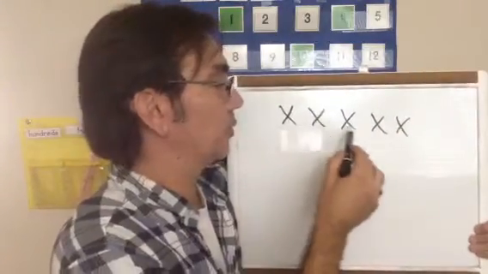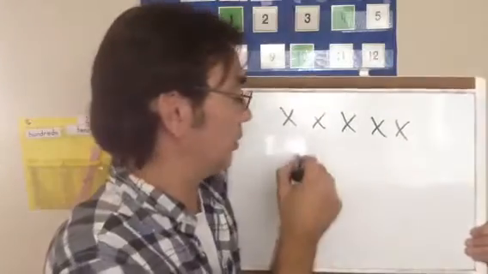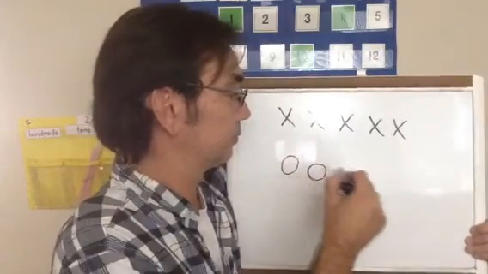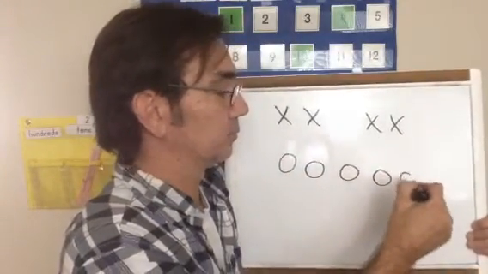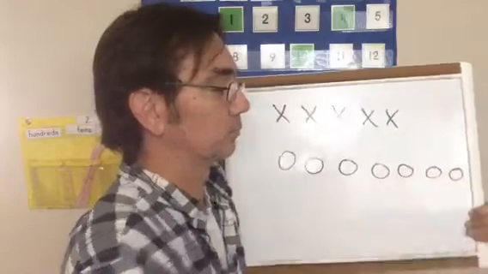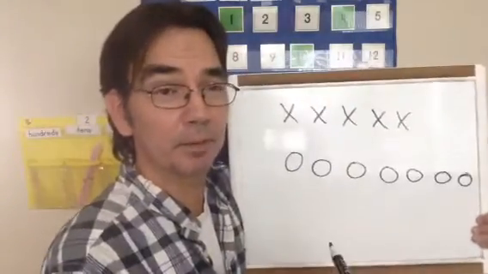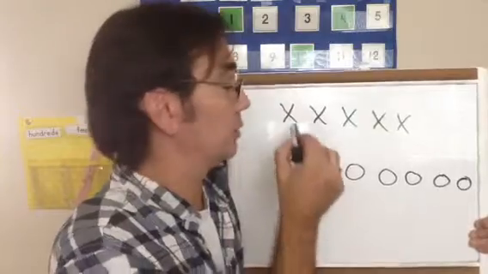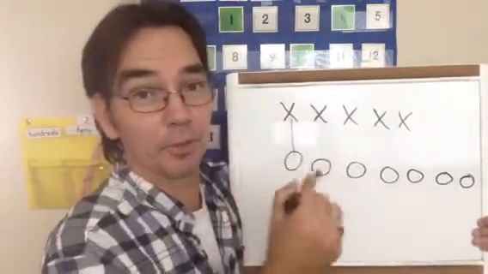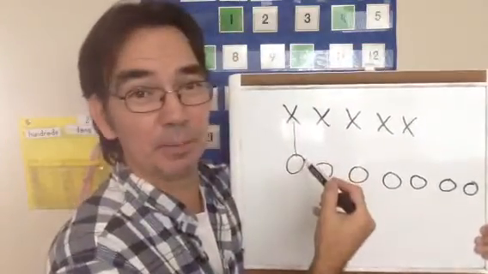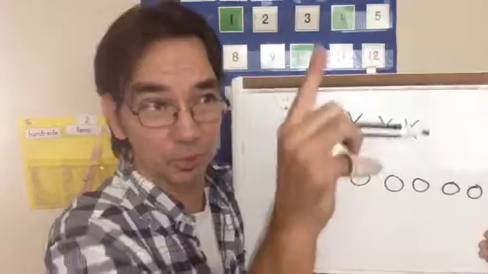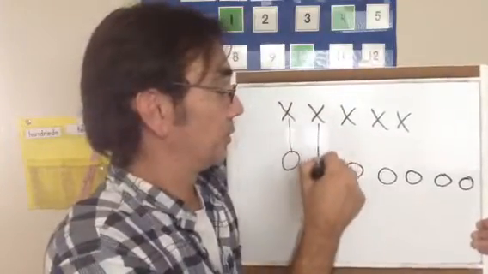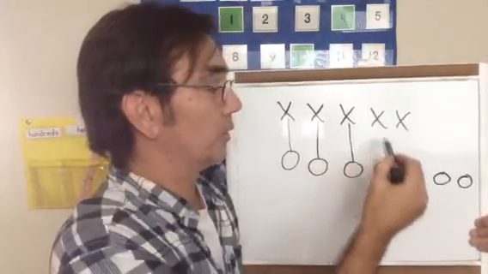So I have 1, 2, 3, 4, 5 X's, and then I have some O's, let's say. Now I'm going to compare. And when I compare, I draw a line from one of the X's to one of the O's. Just one. Now, you can't have 2 X's going to the same O or 2 O's going to the same X. It's just 1 to 1. Like that.